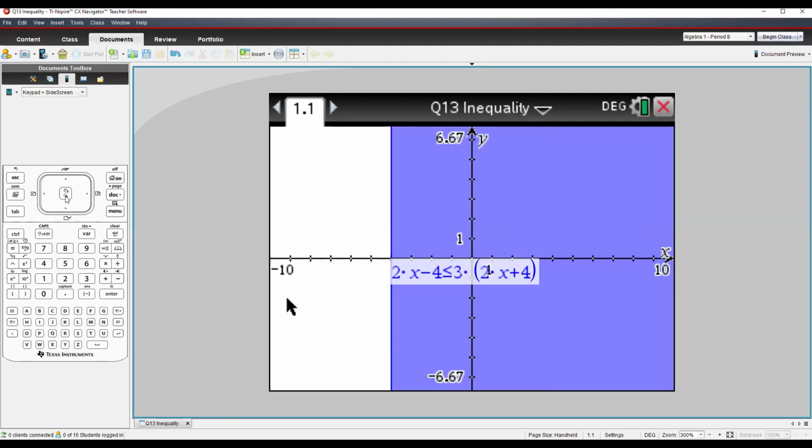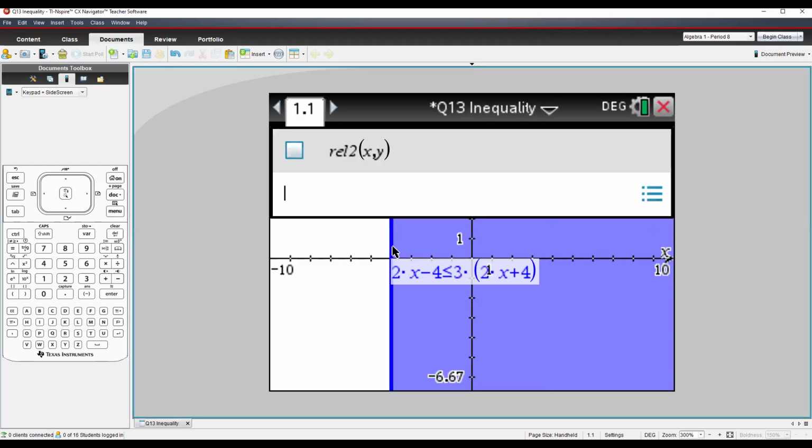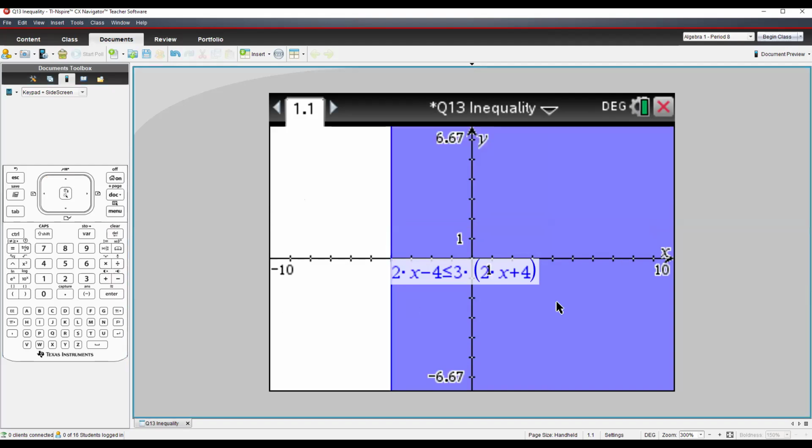All right. So if you graph it, it has to be a relation. If you look, this one is not. So let me delete this. Go to here, and you see it's a relation. Here is what I graphed. I just typed in the entire inequality, pressed enter, and this is what I got.